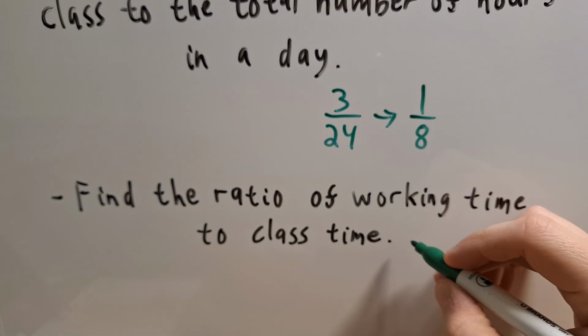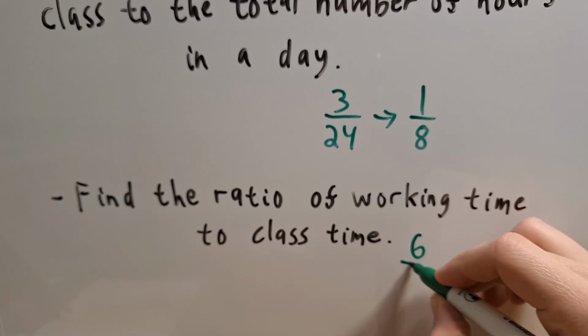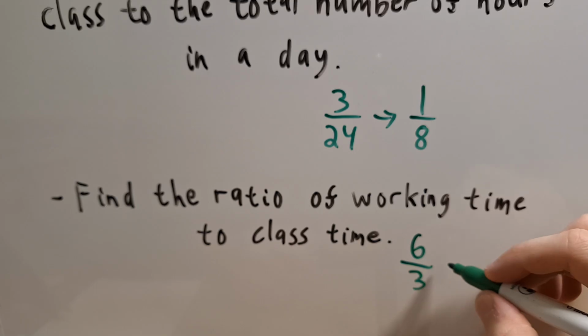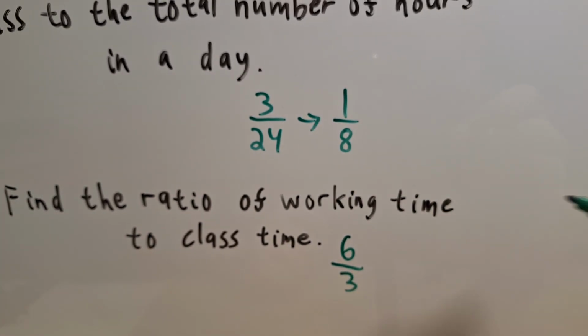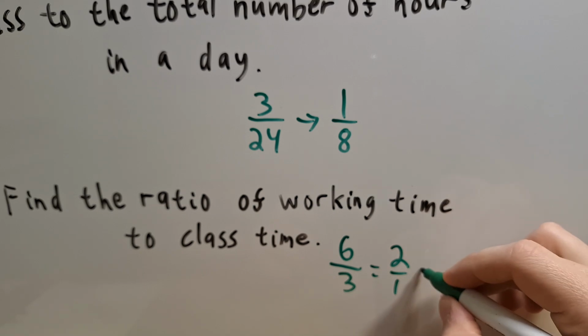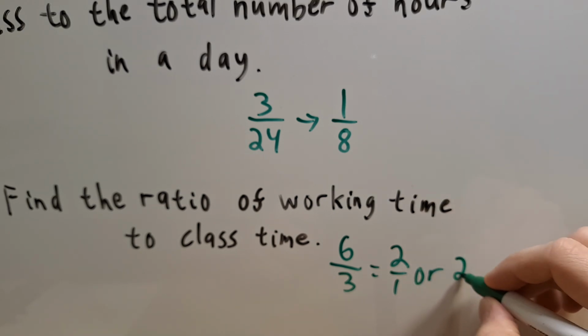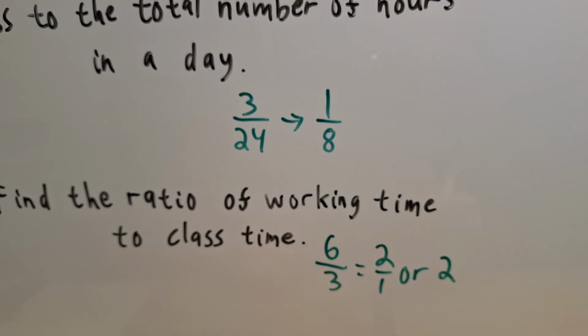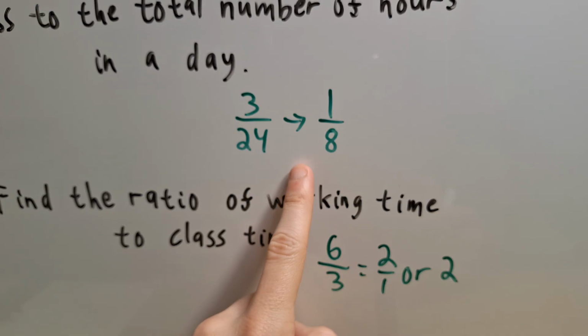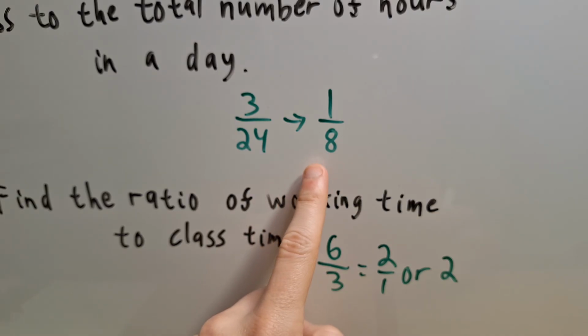So we work for 6 hours and we're in class for 3 hours. Simplifying this gives me a total of 2/1, or 2. In lowest terms, we would say that the ratio would be 2:1, or just 2 in this case. And here that ratio of time spent in class to the total number of hours in the day was 1/8.